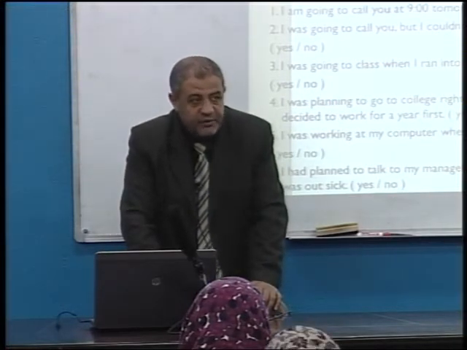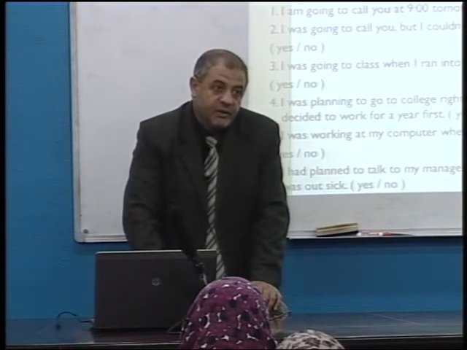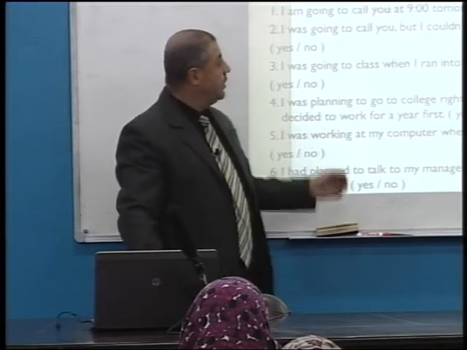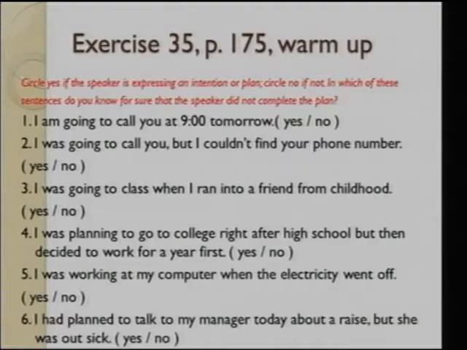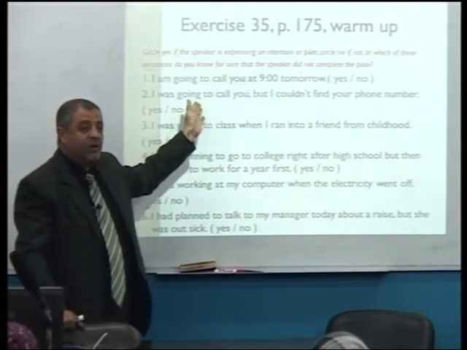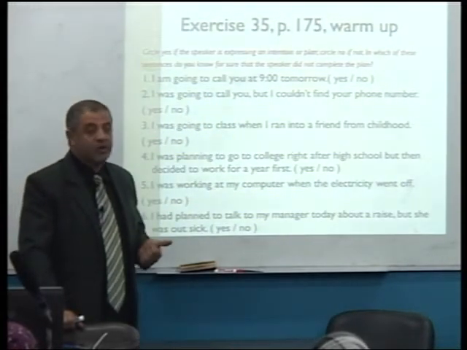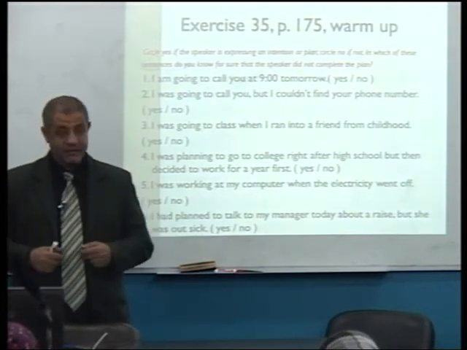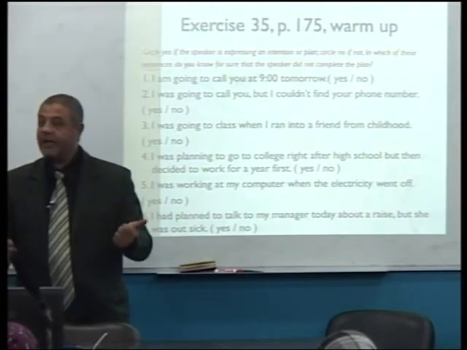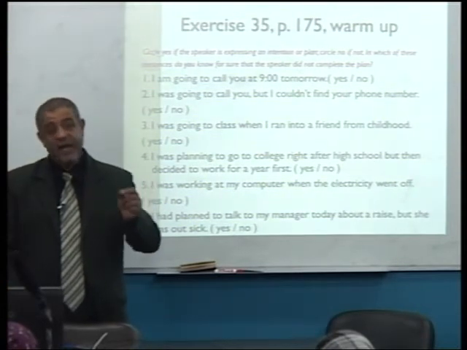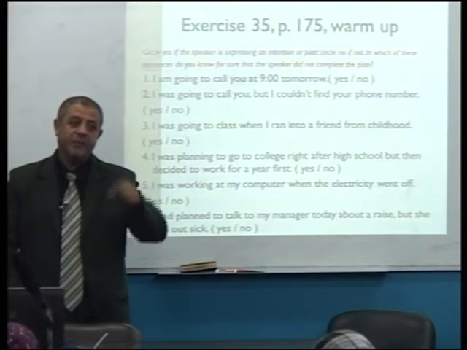Plans. Now, sometimes we use some constructions. In these constructions, when I say, for example, I was going to call you, is the action completed? Does it show a completed action or not? No. Did I call you or not? This is the point. You were going to bring a nice cake for us today. Did she bring the cake? No. So again, this construction tells you that the action was expected to happen, but did not happen.